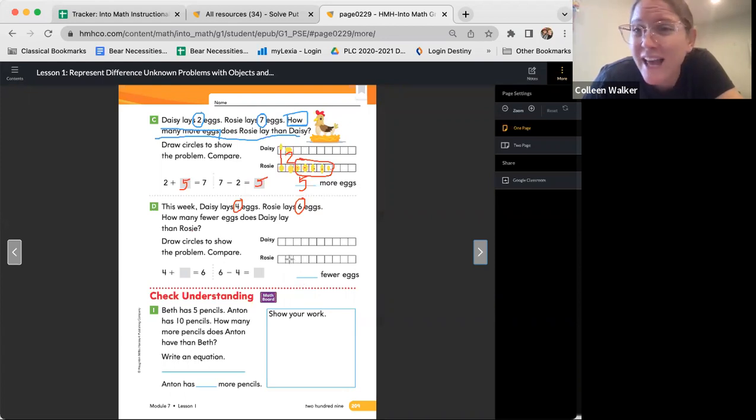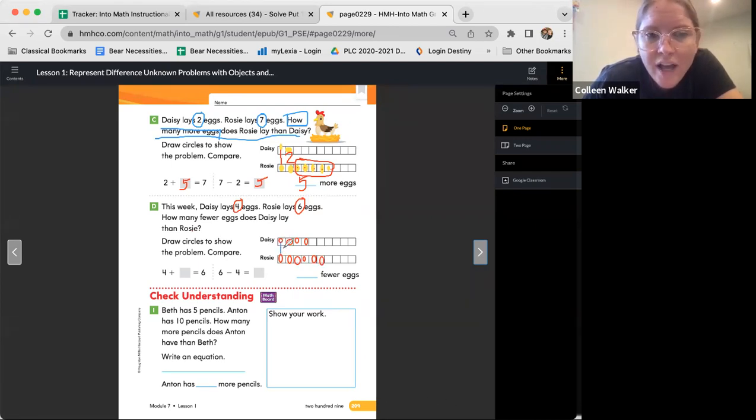So how many eggs did Daisy lay? That's right. She laid 4 eggs. Great job. And how many eggs did Rosie lay? Yes, that's right. She laid 6 eggs. 3, 4, 5, 6. Great, friends. Okay, now let's compare. Ready?